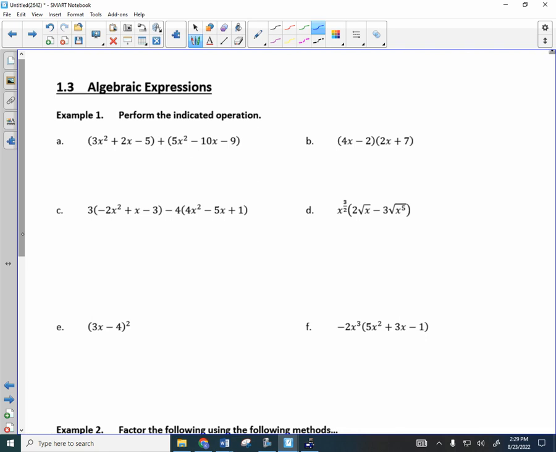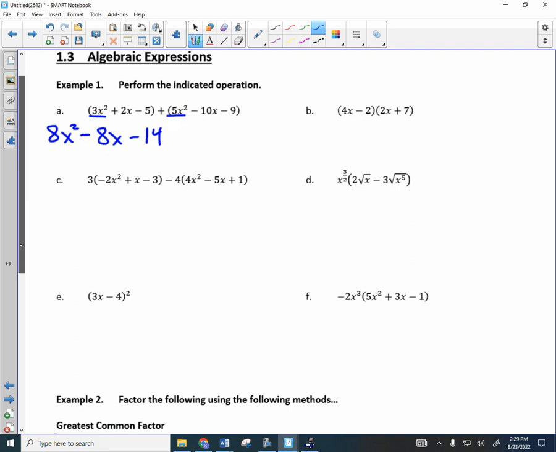Okay, sweet. All right, so it says perform the indicated operation. You need to be able to look at an expression and understand the operation to be performed. What is the operation in this one? Addition, we add. You're adding these two polynomials. When you add polynomials, you simply combine like terms. We have 8x squared. Then what? Minus 8x. Minus 14. Nice job.